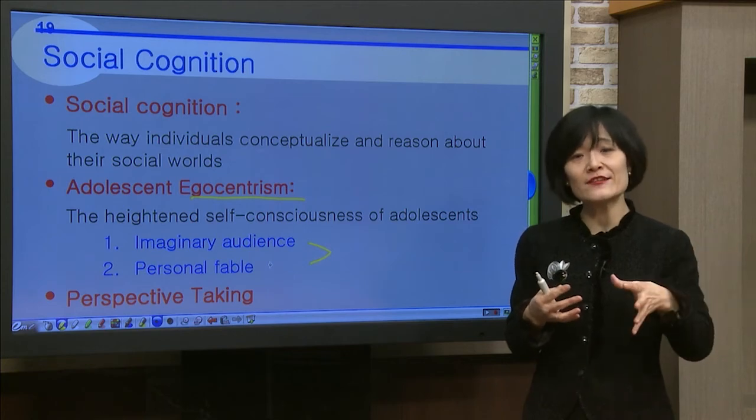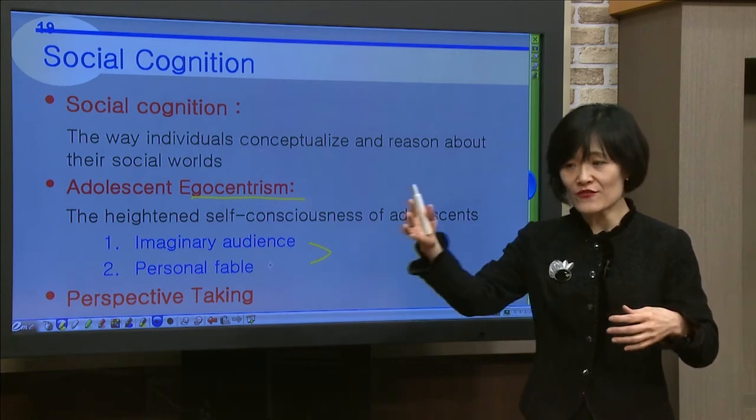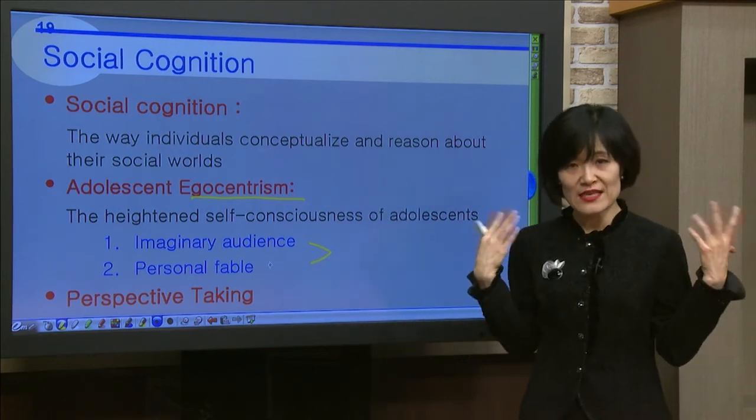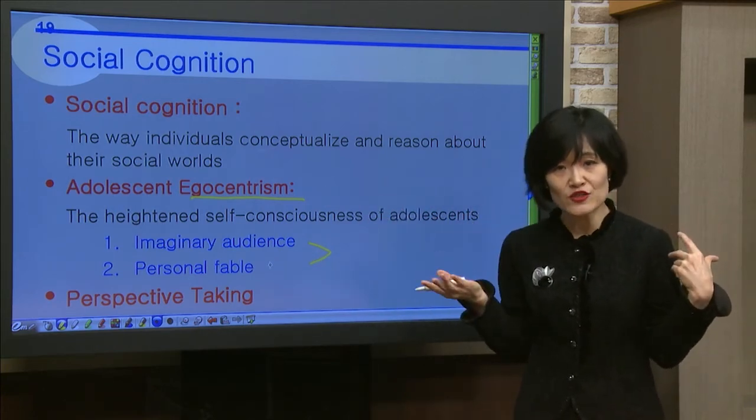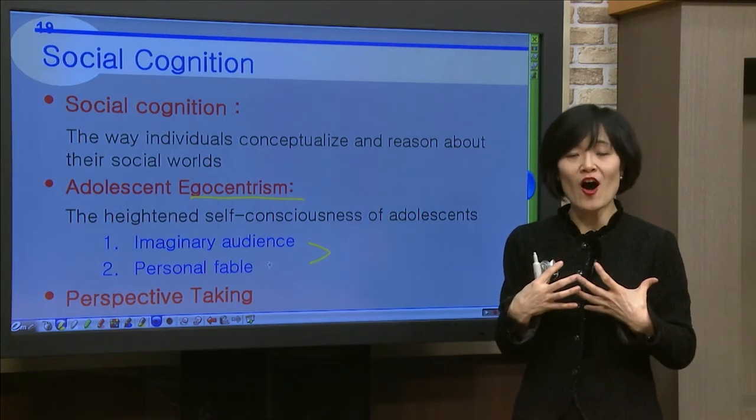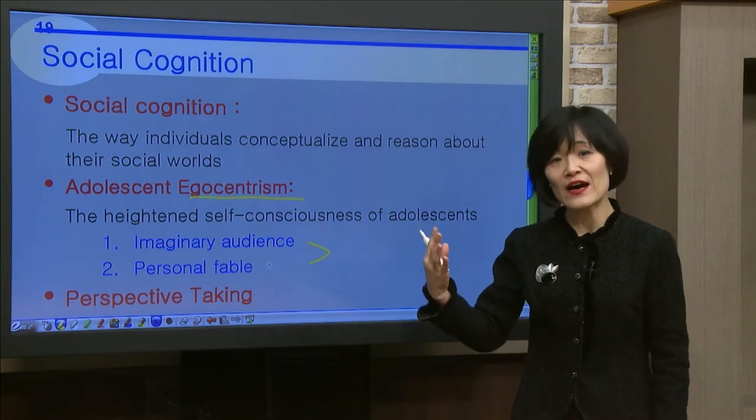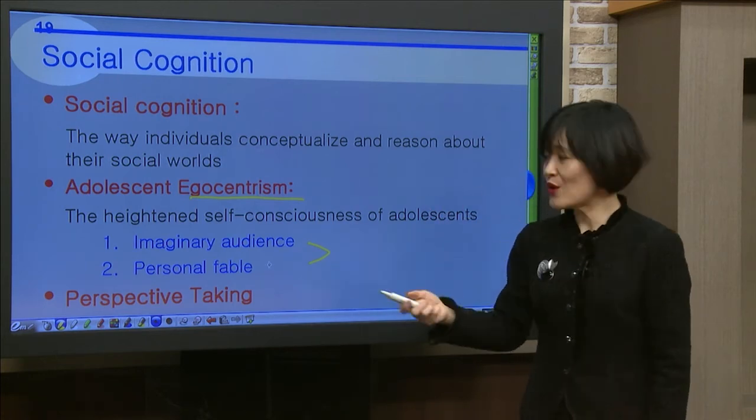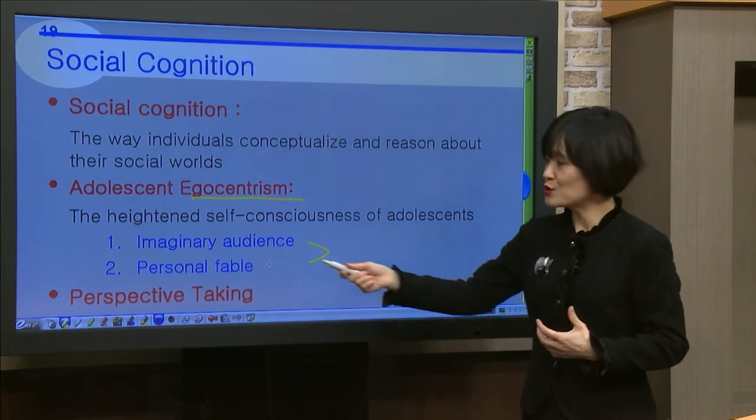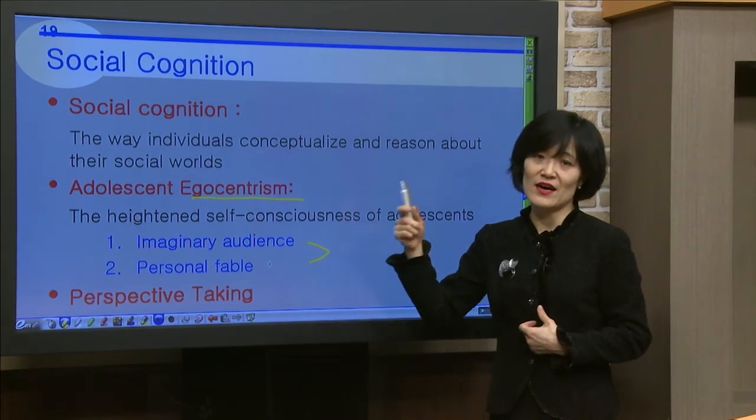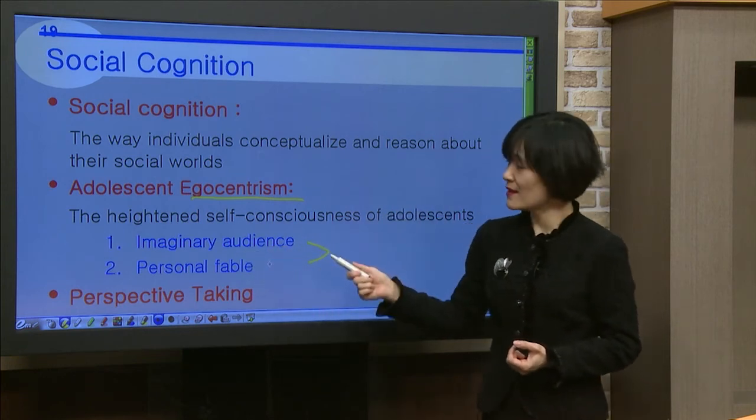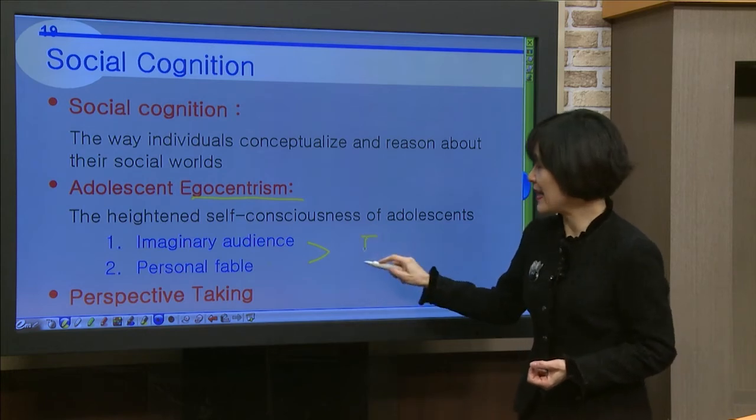They are ignorant of the fact that their life is a real life, and they exaggerate the importance of themselves and of their relationship. I'm the central character of the story. So they make their own story and make themselves very special in the world. That is one of the characteristics of adolescents. We call that the personal fable. These two concepts were developed by Elkind.